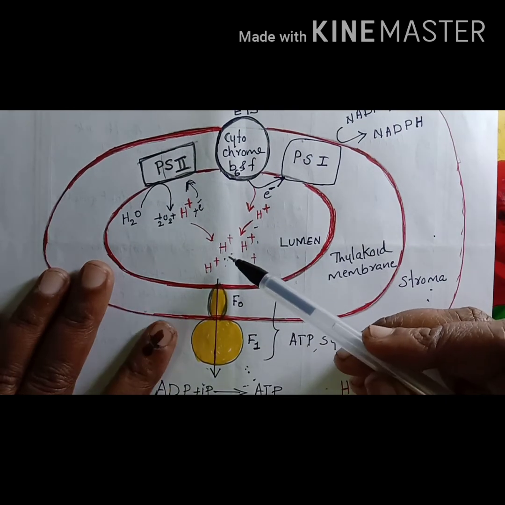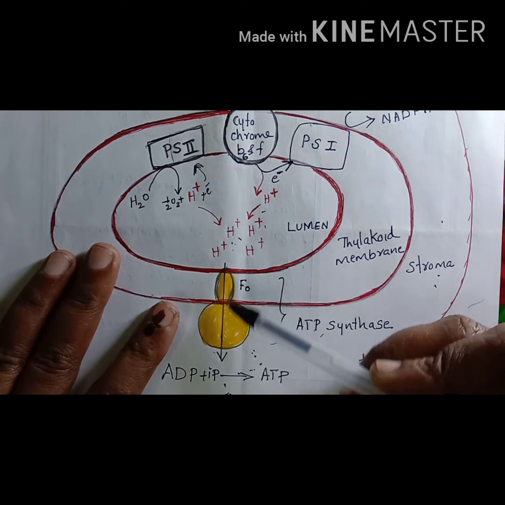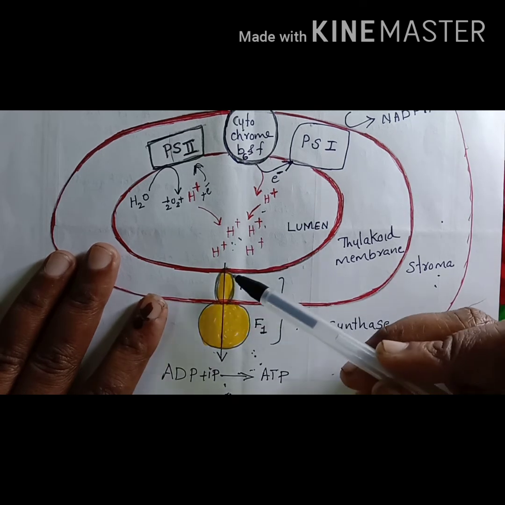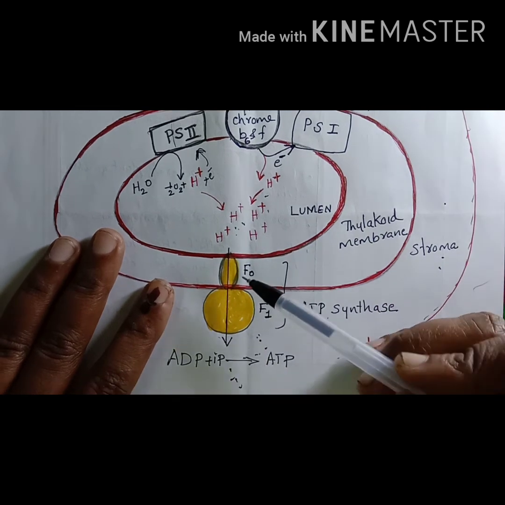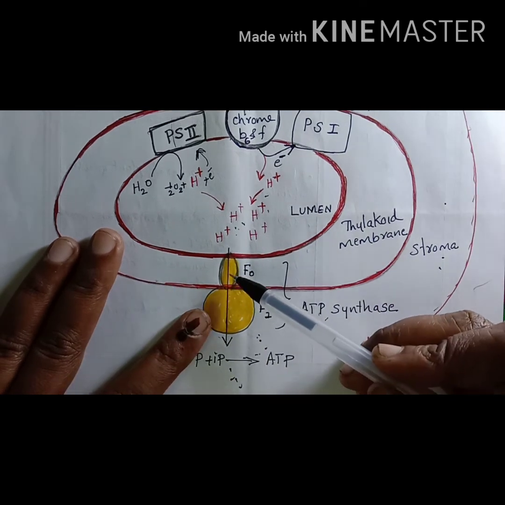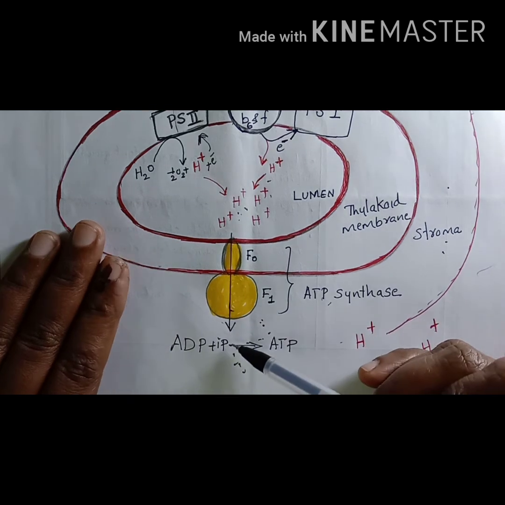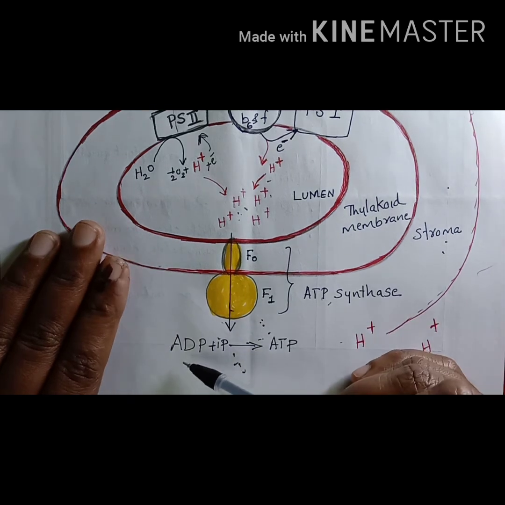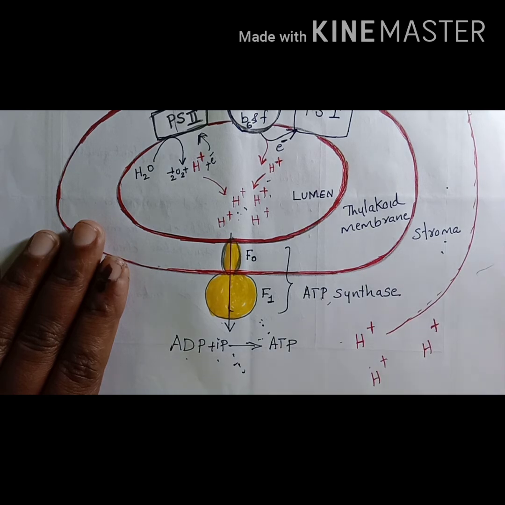The proton begins to move from the higher area to the lower area, and here the ATPase enzyme acts as the channel. Through this channel, the proton gradient breaks up. As a result, energy is released, and that energy is utilized by the same enzyme for the combination of ADP plus inorganic phosphate to become ATP.